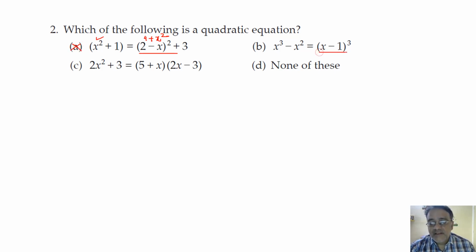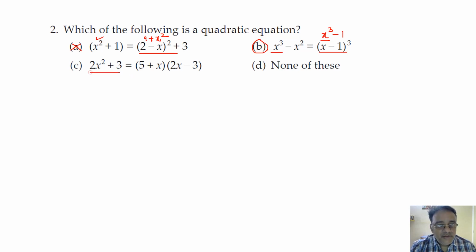Now here x cube minus x square is equals to x minus 1 whole cube. So here the first term is x cube. The formula for a minus b whole cube is a cube minus b cube minus 3ab into a minus b. So the next term is 1, right? So this will be eliminated. So there is a chance of getting power 2. So let me circle this.